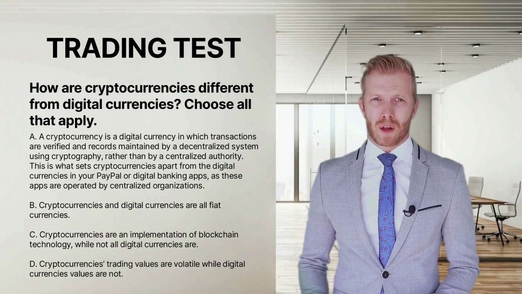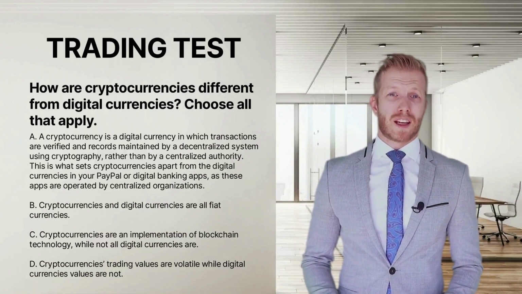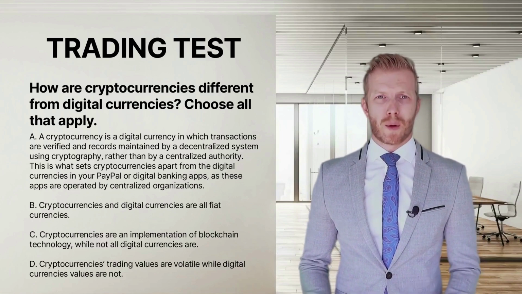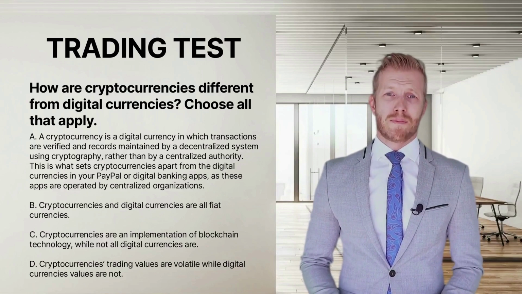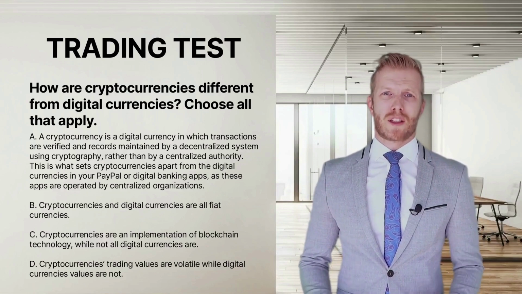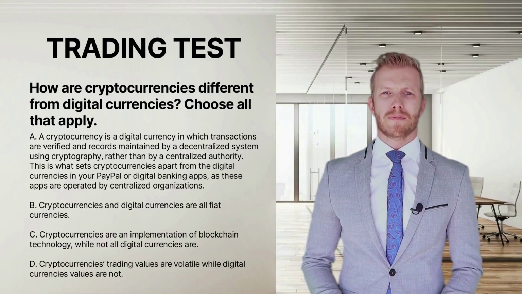B. Cryptocurrencies and digital currencies are all fiat currencies. C. Cryptocurrencies are an implementation of blockchain technology, while not all digital currencies are. D. Cryptocurrencies' trading values are volatile, while digital currencies' values are not.